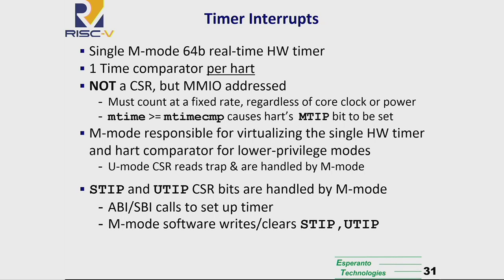Quickly, there are timer interrupts. There's a global time register out in the core, and every hart has its own timer compare register, theoretically. When the time is larger than the time compare, you get a timer trap. Only machine mode can set it up, and machine mode deals with the interrupt pending bits as well.